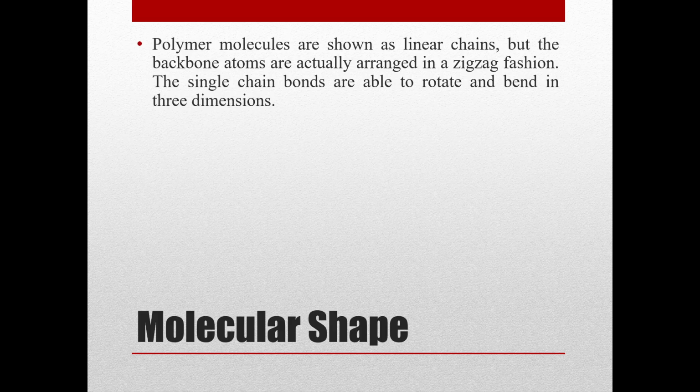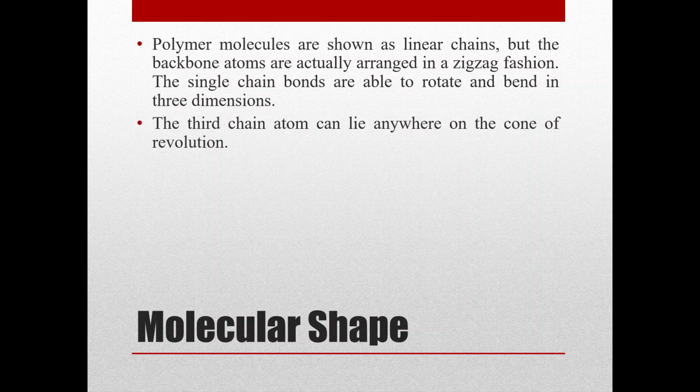Polymer molecules, on a piece of paper or in any books, we can see in a two-dimensional plane. We see that the polymer molecules are shown as linear chains, but the backbone atoms are actually arranged in a zigzag fashion. The single chain bonds are able to rotate and bend in three dimensions. So as we know, if it is a single bond, then it is able to rotate and bend in three dimensions.